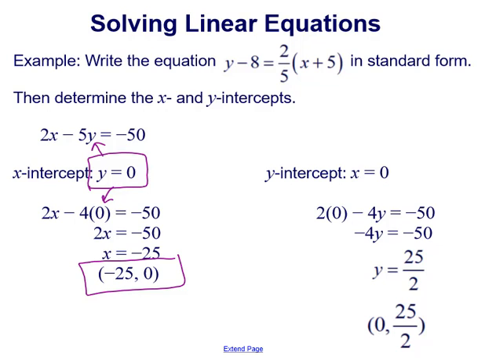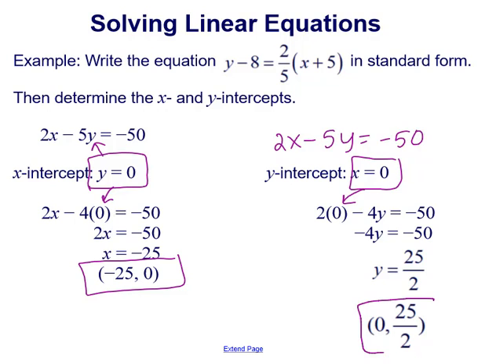And then for the y-intercept, x equals 0, so we'll substitute that in for x in 2x minus 5y equals negative 50. So then that leaves us with negative 5y equals negative 50. And if we divide both sides by negative 5, we end up with 10 for y, making the y-intercept 0, 10.